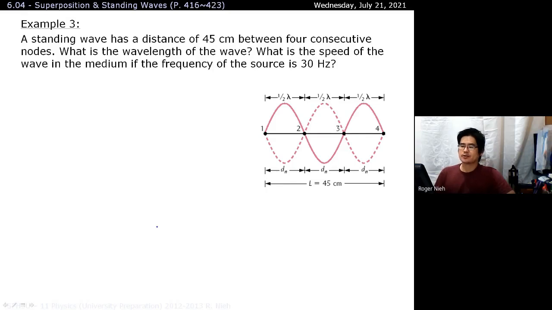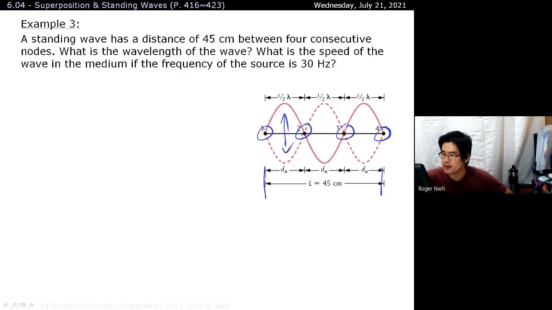In this question, it's a standing wave, and we notice that it's a total distance of 45 centimeters between 4 consecutive nodes. There are 4 nodes that are drawn, and there are 3 antinodes that you'll observe here as well. First question: what is the wavelength? And number 2: what is the corresponding frequency in the setup?